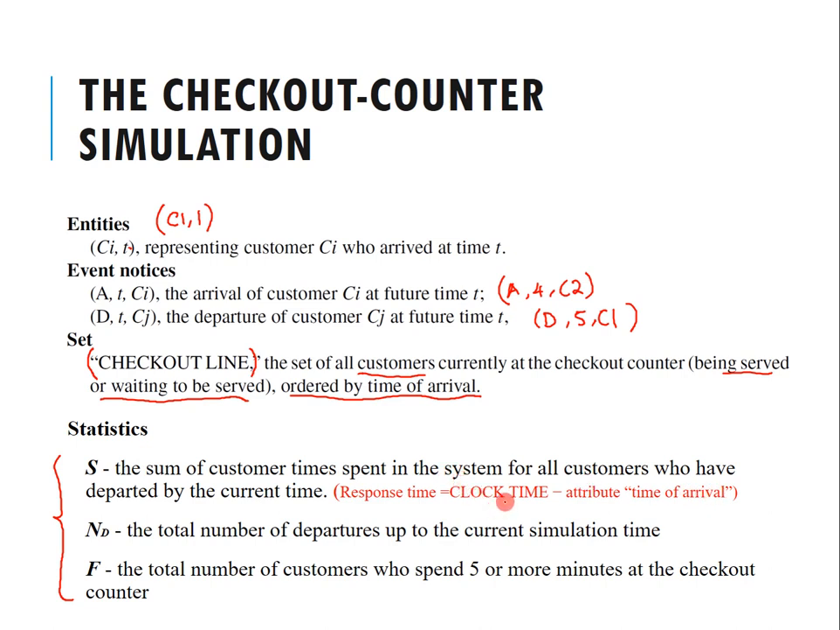Basically, the clock time is the departure time for that customer minus the time of arrival. So we will use this formula to calculate S ni, the sum of customer time spent in the system. ND is the total number of departures up to the current simulation time. F is the total number of customers who spend 5 or more minutes at the checkout counter.